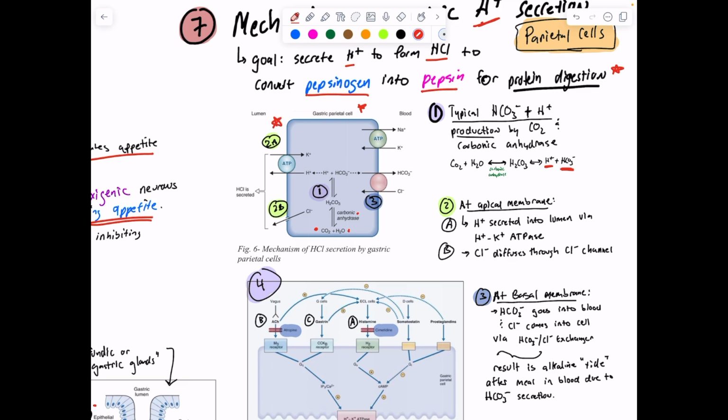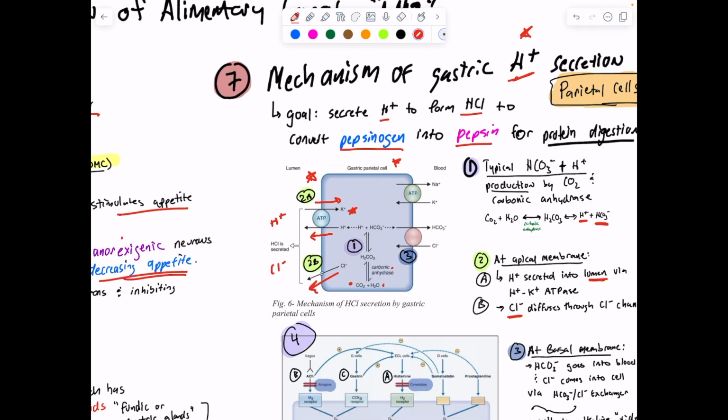At the apical surface right here, the hydrogen ion is secreted into the lumen via the hydrogen-potassium ATPase, which is this guy. You can see that potassium ion is coming in from the lumen of the stomach, and then hydrogen ion is going out. Then you also have chloride ion at the apical surface, which is going to diffuse out of the cell into the lumen of the stomach, and then you have H+ out here, and Cl- out here, and then they will make our friend HCl.